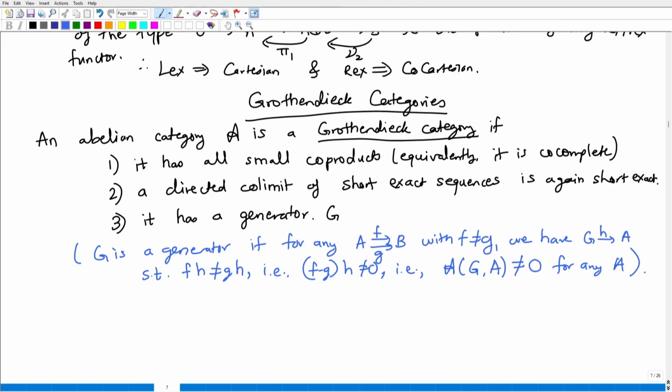There should always exist a non-zero morphism. So, for example, in the category of abelian groups, what is the generator? Z. Yeah, for any A non-zero, obviously. So is this last condition, Hom(G, A) non-zero, equivalent to the existence of non-zero H? In abelian categories, yes, because we are just talking about the abelian setting here. And dually, a co-generator would be something such that the other Hom set, Hom(A, C), would be non-zero.